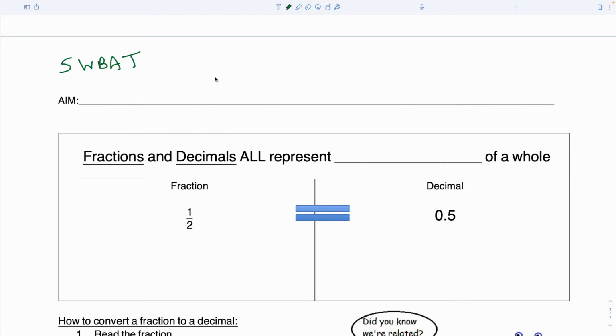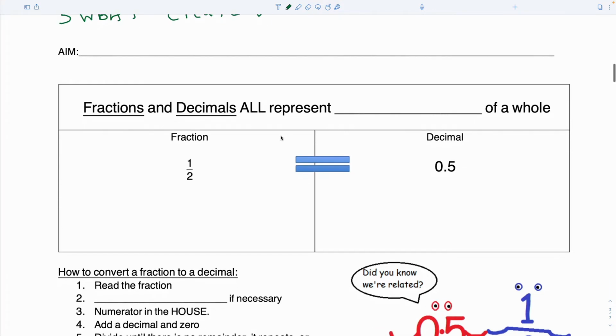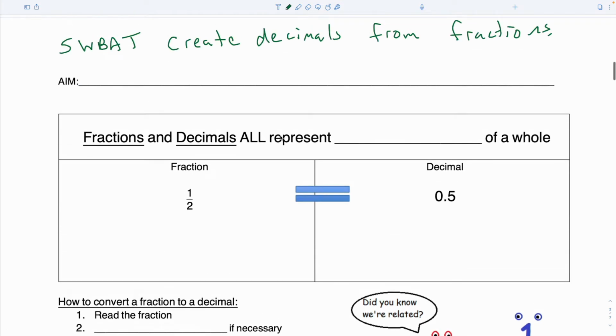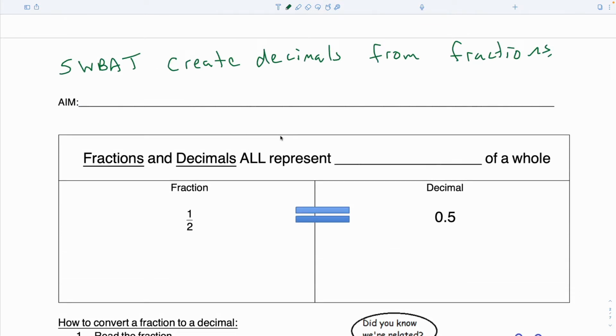And we're going to kind of do that today, but it's going to look a little differently. This time we are going to create decimals from fractions. And you'll see that it is very similar to yesterday's aim and the day before that when we practiced it. Students will be able to create decimals from fractions.